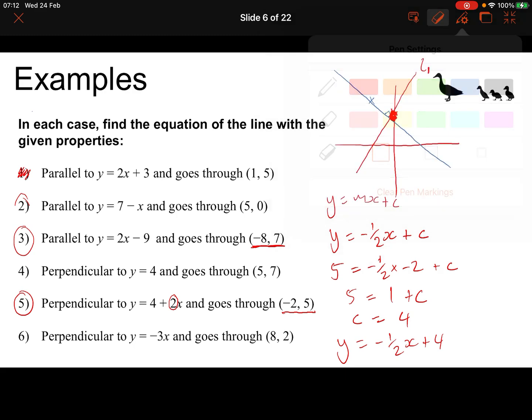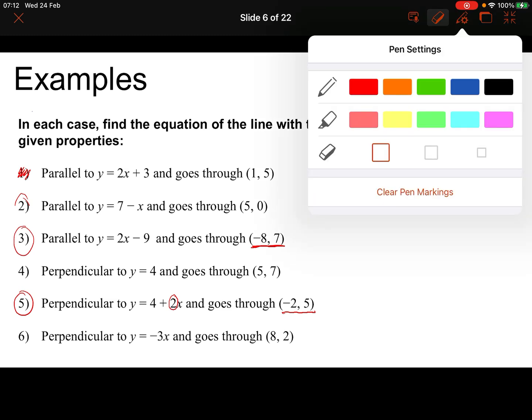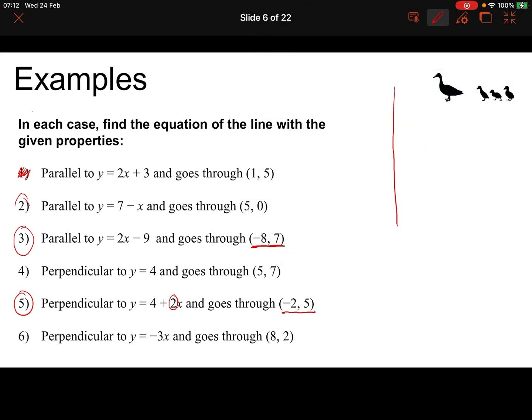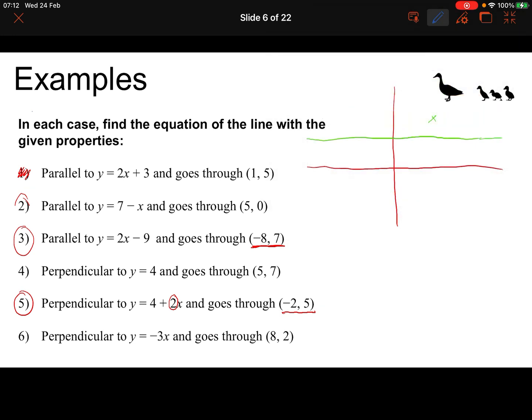Now I'm going to skip back to question 4 because it's slightly different. Let's have a look at this. We need to find the equation of a line that's perpendicular to y equals 4. Well, y equals 4 is a horizontal line like this. And my new line must go through (5, 7), so let's say that's somewhere like that. Well, if it is perpendicular, then it must be vertical.